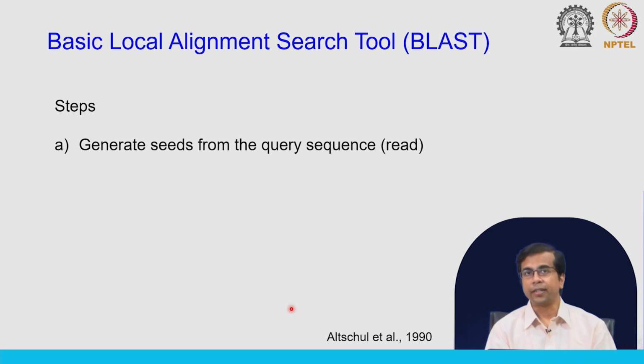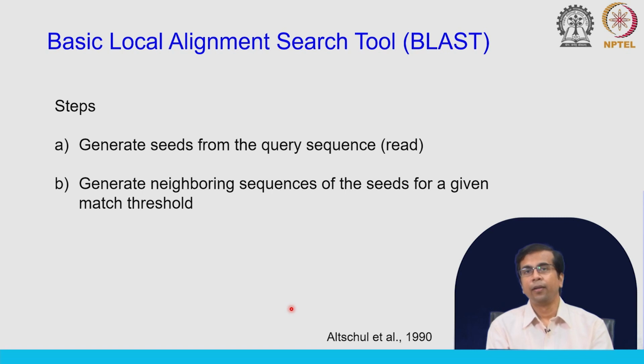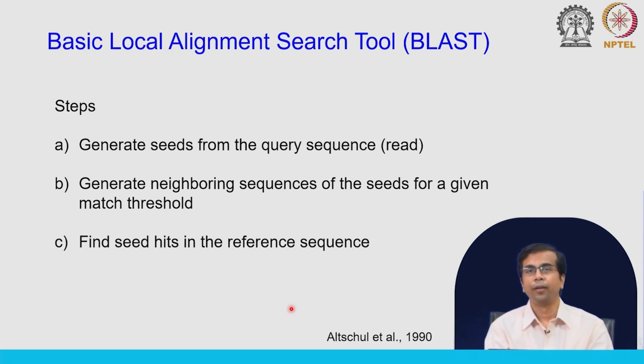First you generate seeds from the query sequence. We will talk about what these seeds are. These are actually substrings, only a small part of the full sequence of the read. Then we generate neighboring sequences of the seeds for a given match threshold. So, we also account for sequencing errors or mutations, and we look at these neighboring sequences, or neighborhood sequences. We will take an example to understand this better.